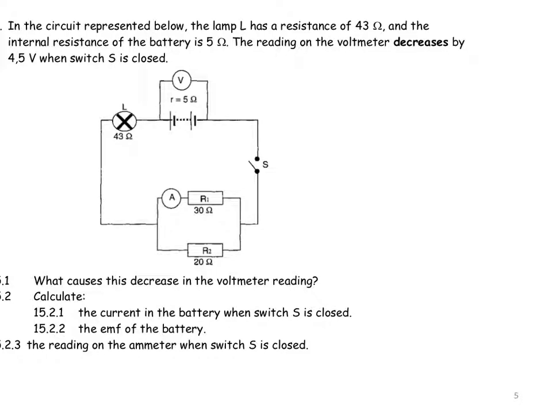We've got a circuit represented below, and I'm going to do my little color thing. That switch is going to get closed in 2 seconds, so I'm just going to go over that switch. I'm going to go across to there. And notice I just go straight through the ammeters and I ignore the voltmeters. The circuit has got a lamp, it has got a battery which has an internal resistance of 5 ohms. So that's very important. And the reading on the voltmeter decreases by 4,5 volts.